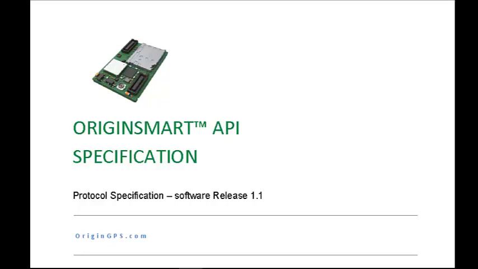Hello again. This is Ishai from Origin GPS, and this is our second tutorial about how to operate and develop with OriginIoT. This second tutorial will be focusing on the OriginSmart API specification, the basic protocol messagings, and I will show how to implement this using our development environment.